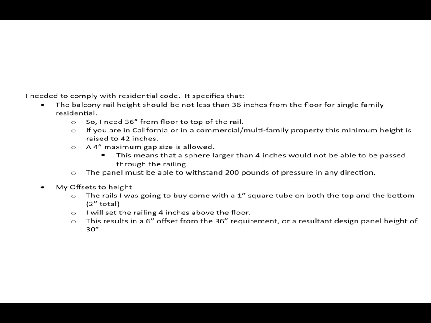Now my offsets to height. The rails I was going to buy come with a 1-inch square tube on both the top and bottom, 2 inches total. I will set the railings 4 inches above the floor. This results in a 6-inch offset from the 36-inch requirement, or a resultant design panel height of 30 inches.